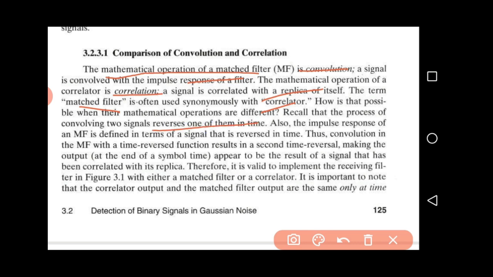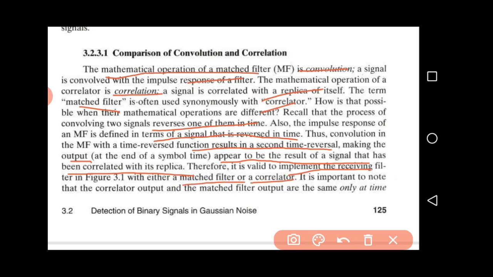Recall that the process of convolving two signals reverses one of them in time. Also, the impulse response of a matched filter is defined in terms of a signal that is reversed in time. Thus, convolution in the matched filter with a time-reversed function results in a second time reversal, making the output appear to be the result of a signal that has been correlated with its replica. Therefore, it is valid to implement the receiving filter in figure 3.1 with either a matched filter or a correlator.